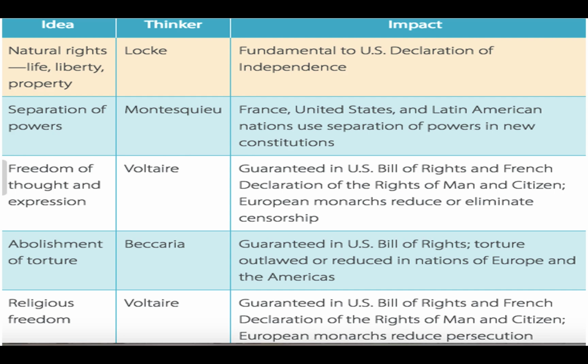Voltaire, the freedom of thought and expression, that influences the Bill of Rights and the amendments that we have in our Constitution. That's the First Amendment, the freedom of speech and religion, right? The abolishment of torture. That's another philosopher that we haven't mentioned before, but his name is Beccaria. He's Italian. Again, torture is not ethical or moral, he believed, and should not be allowed. And we have elements of that in our U.S. Constitution as well, with the amendment that bans cruel and unusual punishments.